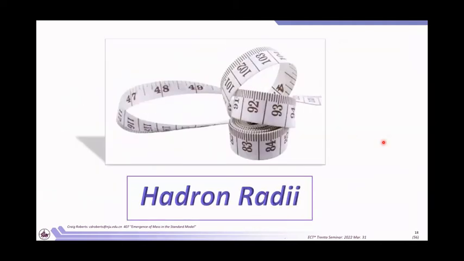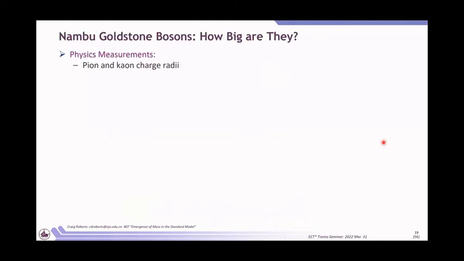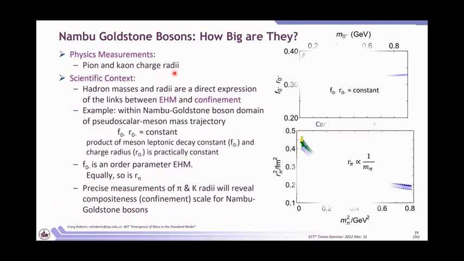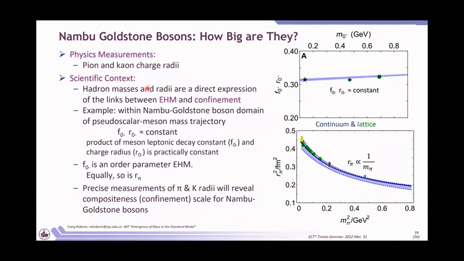Some of the things we can do and highlight are hadron radii. This is an interesting thing because a range of measurements can be made. Pion charge, kaon charge radii are extremely poorly known. And the reason you want to know them is because hadron masses and radii are a direct expression of the connections, links between emergent hadron mass and confinement.